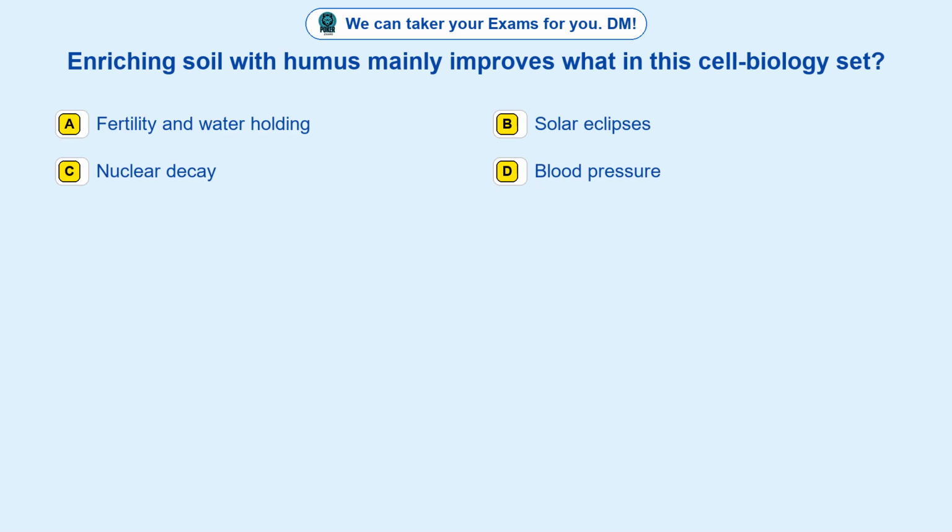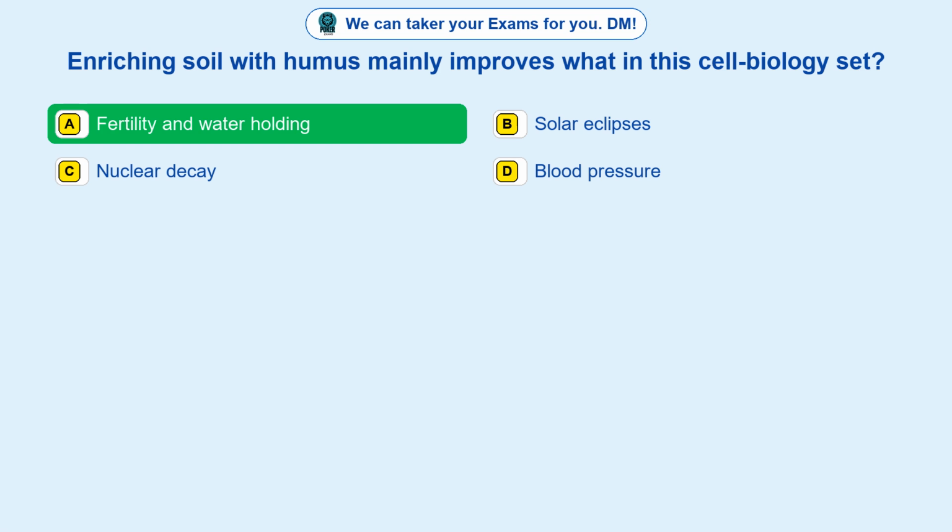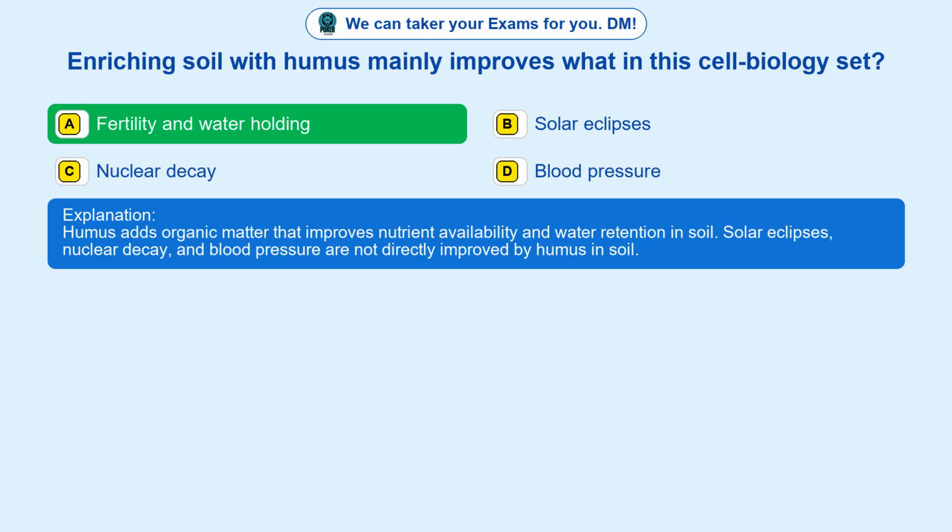Question 96. Enriching soil with humus mainly improves what in this cell biology set? Option A, fertility and water holding. Option B, solar eclipses. Option C, nuclear decay. Option D, blood pressure. The correct answer is option A. Fertility and water holding. Humus adds organic matter that improves nutrient availability and water retention in soil. Solar eclipses, nuclear decay, and blood pressure are not directly improved by humus in soil.